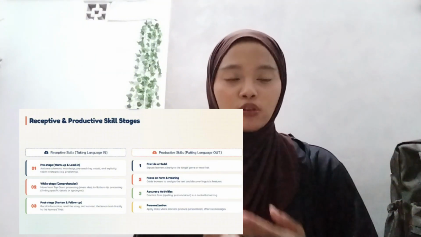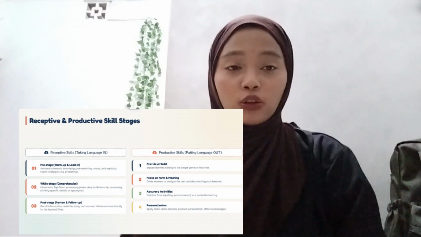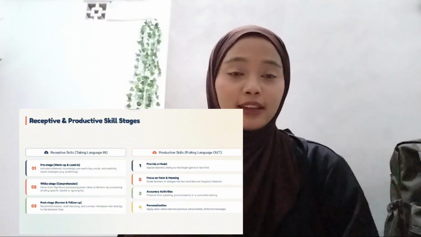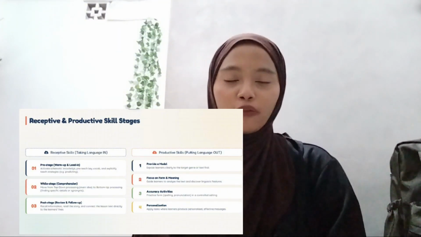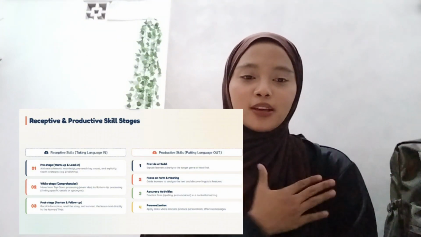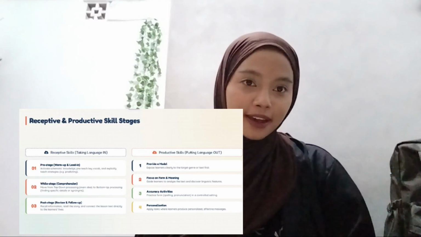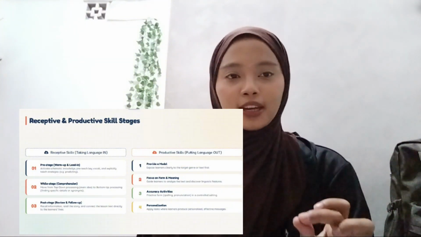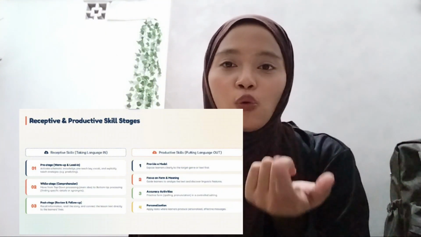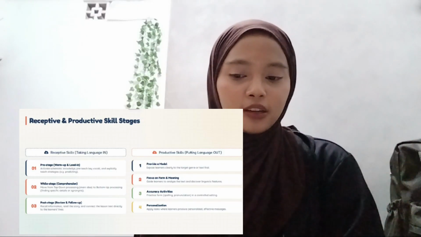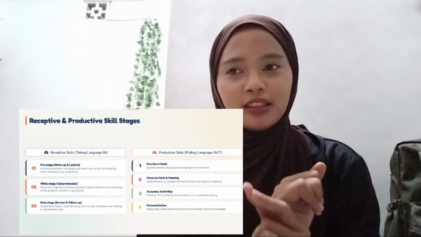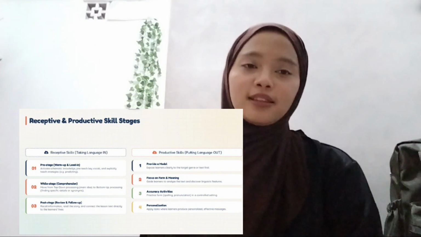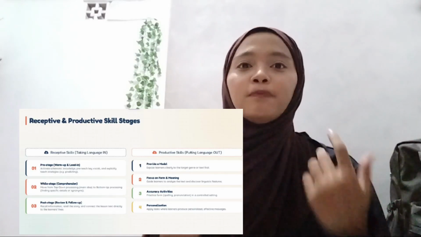We can use top down or bottom up. What is top down? Top down is from the general to the specific. For example, the main idea: what is the main idea of the topic, or of what we listen to or read? It's from the general, and then we can teach the specific things, for example, what the sentence structure is, like whether it is past tense or future tense. That's top down.